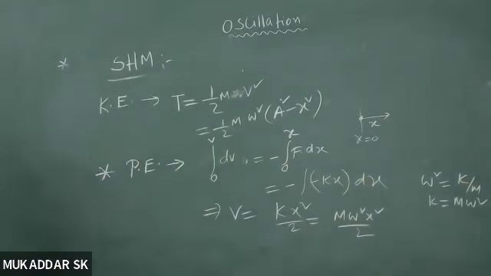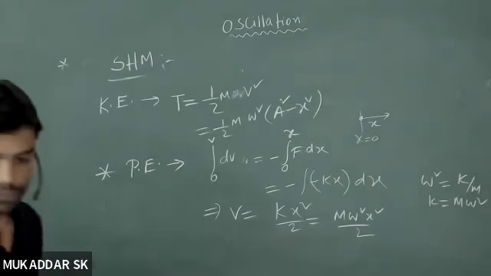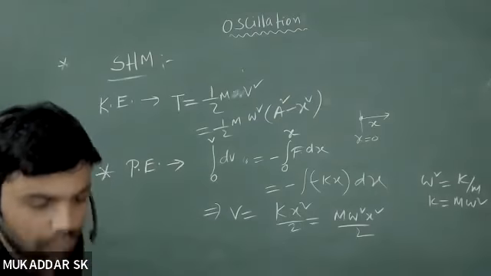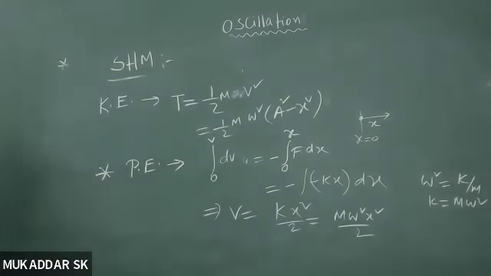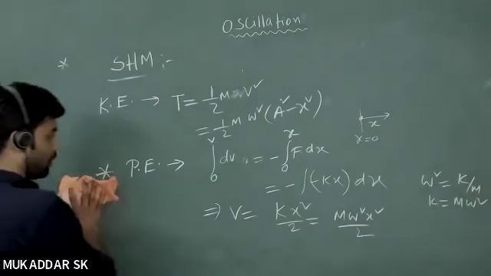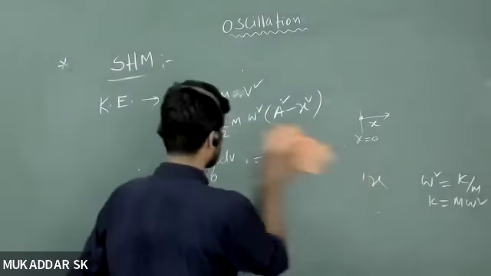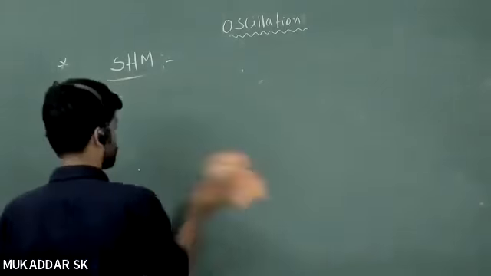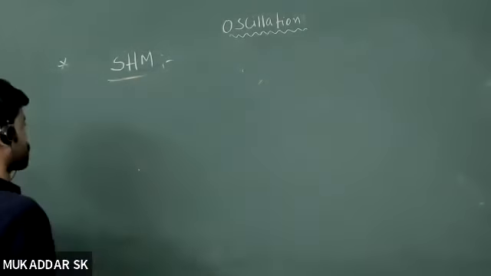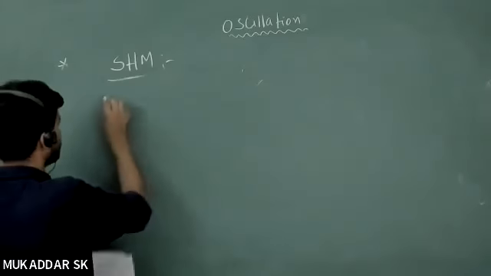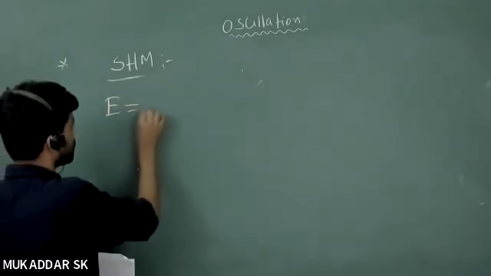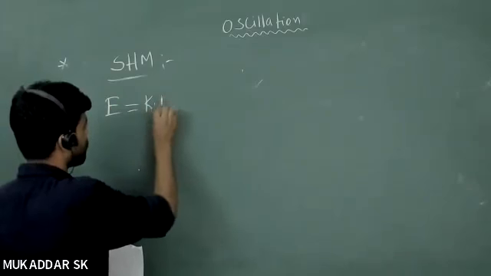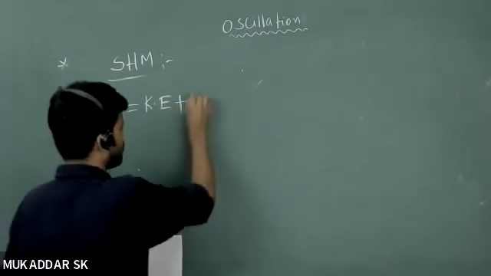Is this part clear? Is this part clear to all? Yes, sir. Okay, so you got kinetic energy as well as potential energy. Now add these and calculate how much the total energy will be. So total energy E equals the sum of kinetic energy plus potential energy, right?